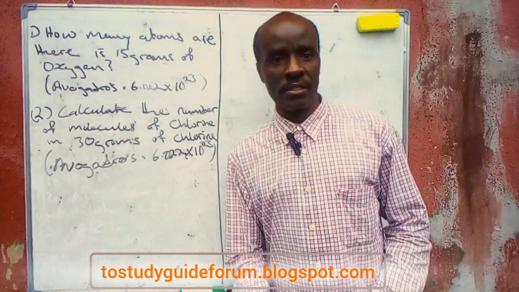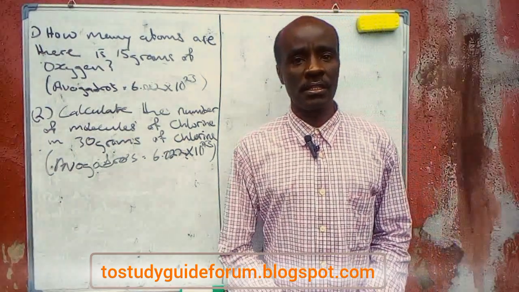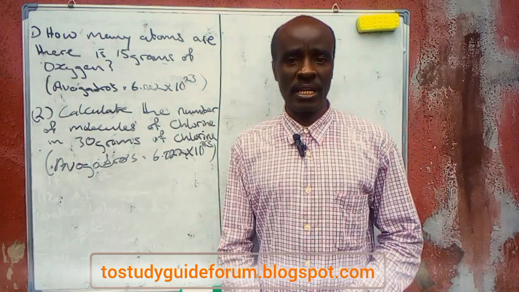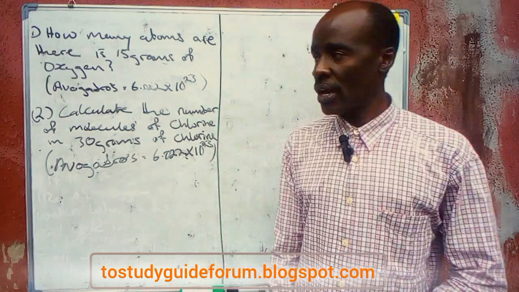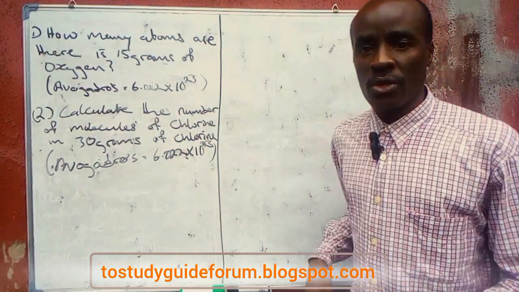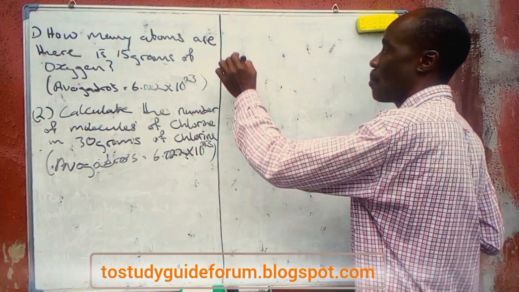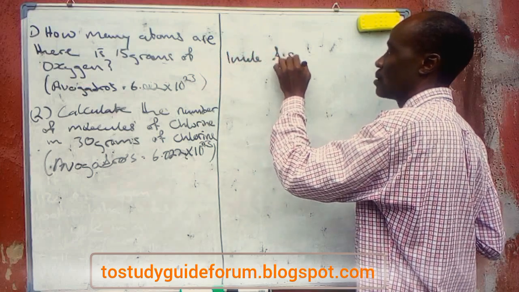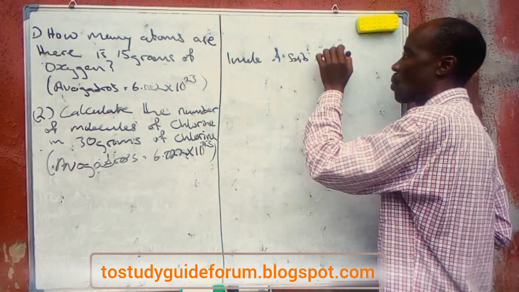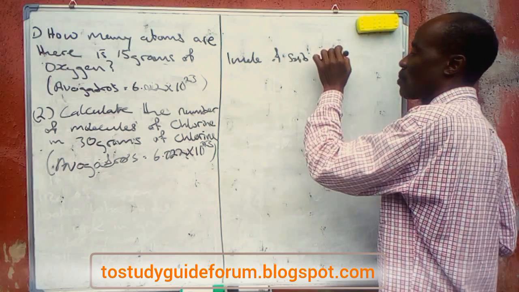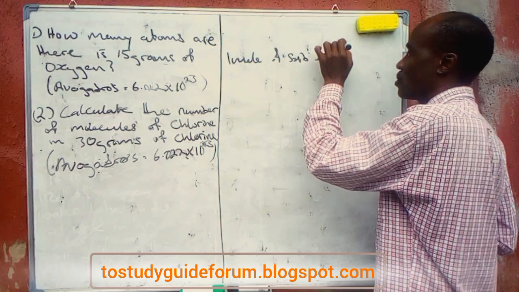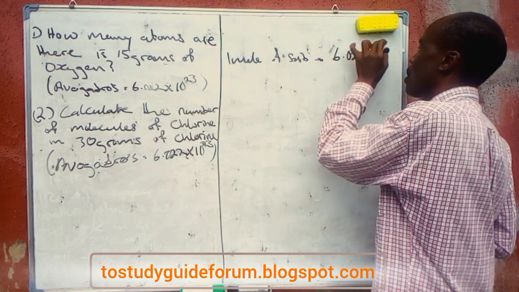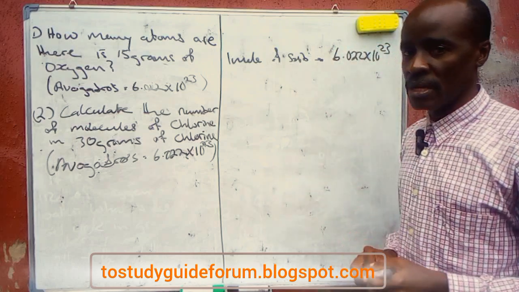We're going to be looking at how to calculate the number of particles in any substance today, using Avogadro's number. We know that one mole of any substance is equal to one Avogadro, which is equivalent to Avogadro's number of 6.022 times 10 raised to the power 23. So that is what it means.